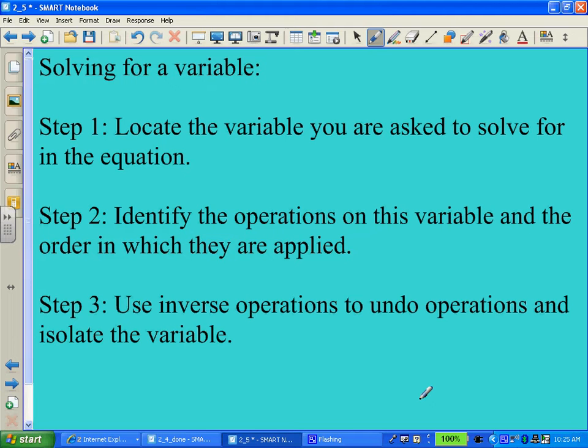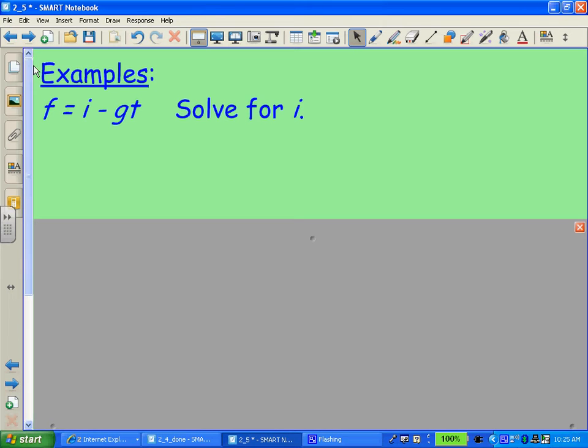And then the third thing is we're going to, again, use inverse operations to undo these operations in the reverse order and get the variable by itself. These steps should look so familiar to you because they're what I've been preaching to you for 4 sections now. So let's look at some examples. And again, don't get freaked out by all the letters.